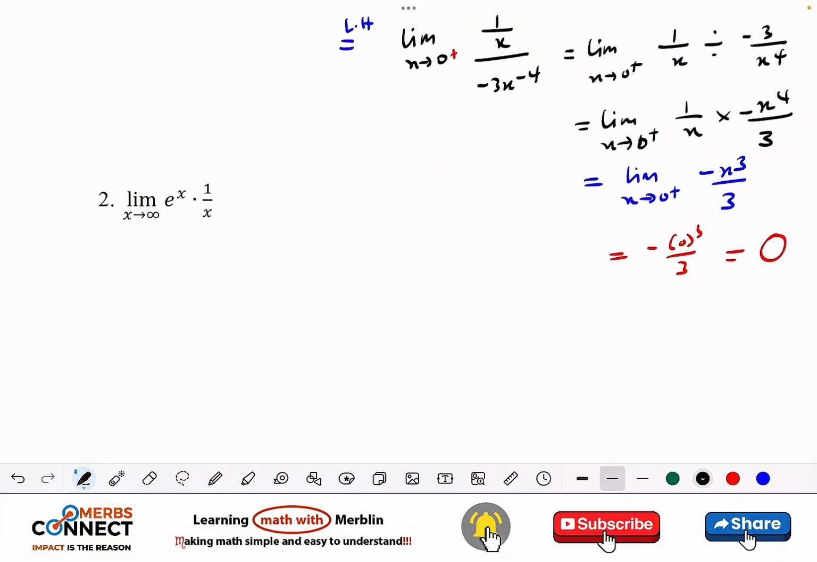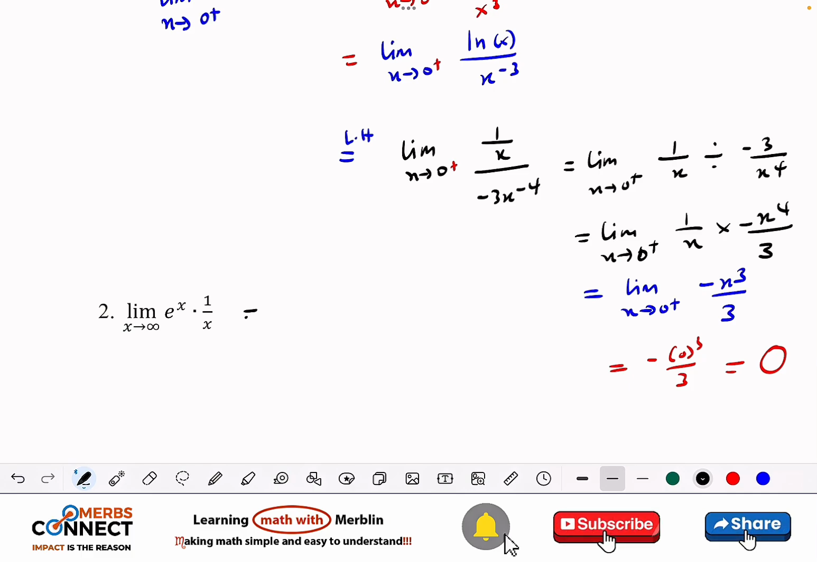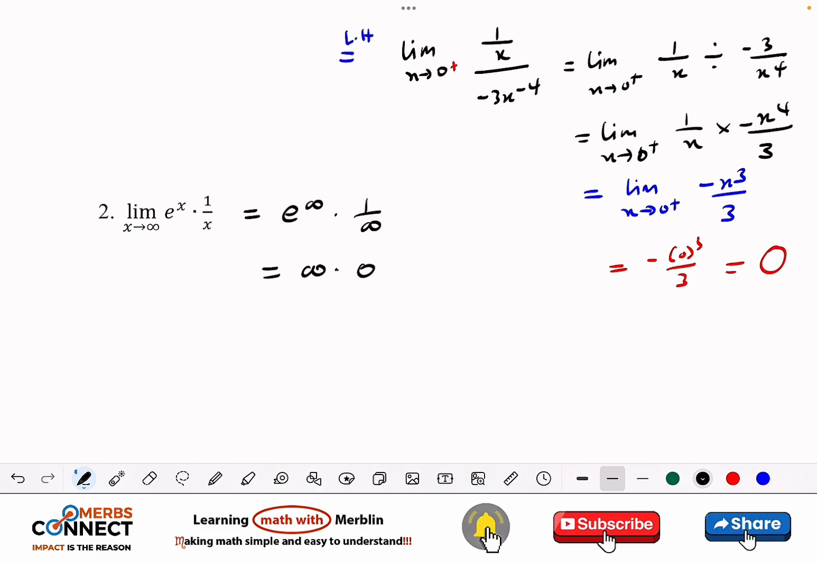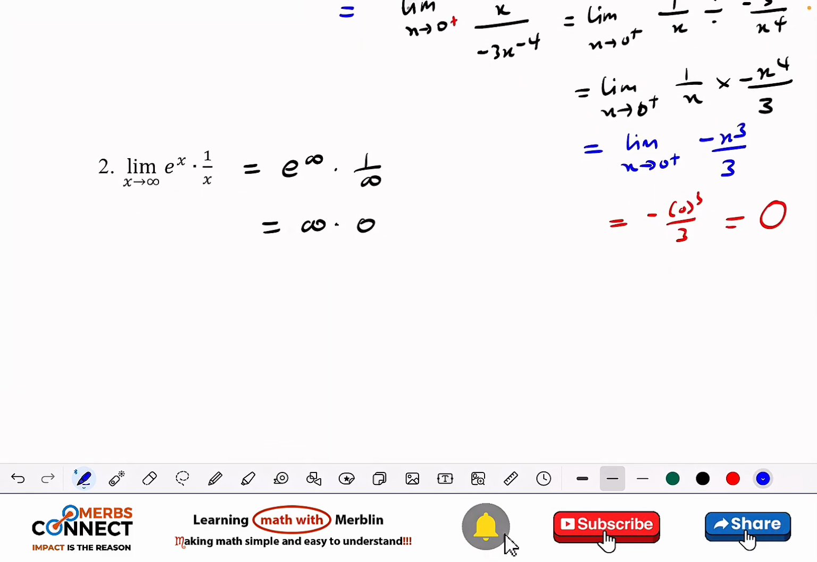Good. So let's look at this guy too here. This is going to give us, plug in infinity, e to the power infinity times 1 over infinity, and this is going to give us infinity times 0. So we can use L'Hopital's rule to solve. This one is in the form of the function already, so x e to the power x over x. This is using L'Hopital's rule. We are going to have something like this.